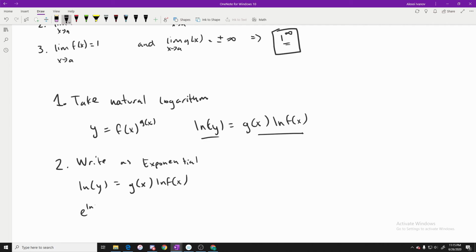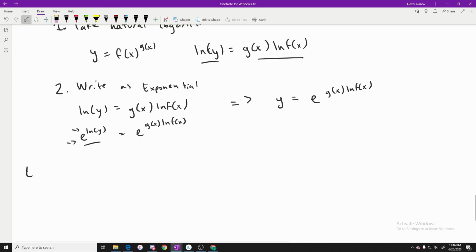So we'd get e^(ln y), and then we would get e to the power of g(x) ln f(x). However, we can simplify the left side and say that y is equal to e^(g(x) ln f(x)), because e to the power of something and the ln of that are inverses of each other. So they would cancel, and essentially we would just get back the input variable, which is x. And so let's see how we can apply this.